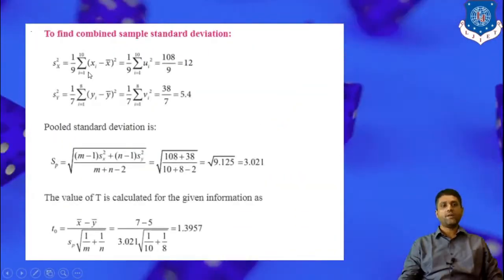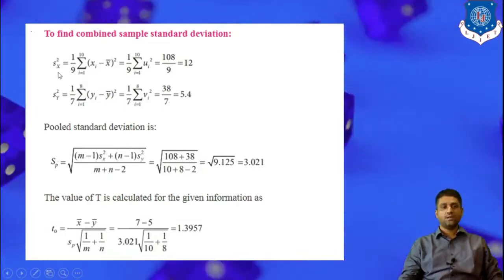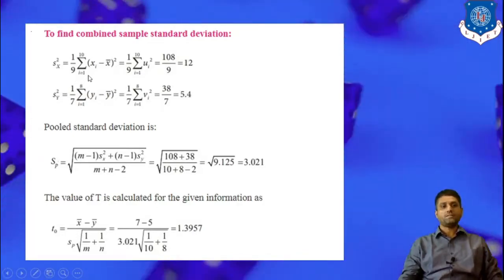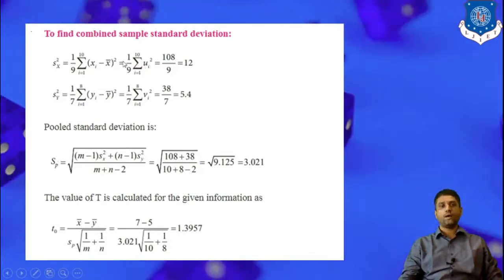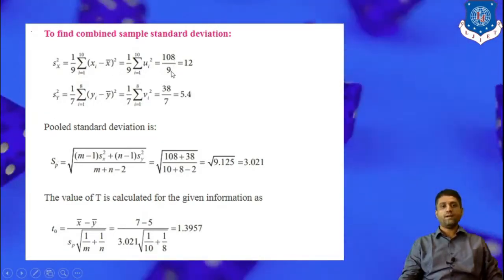So finally we plug in all these values to calculate the standard deviation. The standard deviation corresponding to batch 1: sx square is 1 by 9 times the sum of xi minus x bar square, which is ui square, because we defined ui as xi minus x bar. So it is 108 divided by 9, and we get sx square is 12. Similarly, we calculate sy square is 5.4.